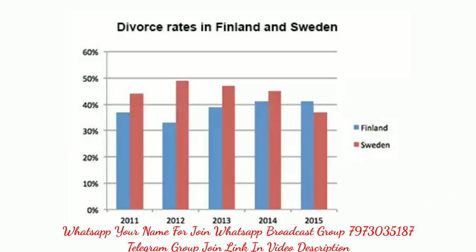In this video you are watching a bar graph about divorce rates in Finland and Sweden. In this bar chart you have been provided with details about the divorce rates that happened in Finland and Sweden in various years: 2011, 2012, 13, 14 and 15. First of all, if we look at the highest and lowest figures, the highest was in Sweden in 2012 and the lowest was in Finland in 2012. Therefore, both the highest and lowest figures occurred in the same year. So this is the interesting thing.